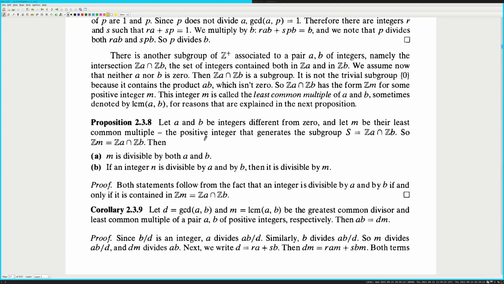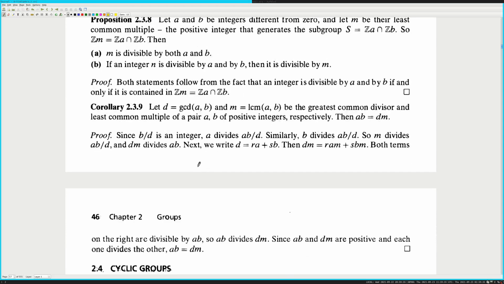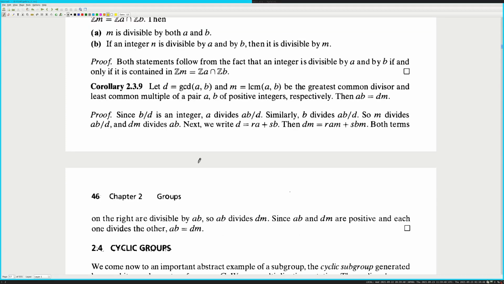Let d be the GCD and m the LCM. Then d times m is going to be a times b. Go watch my GCD video. Let d and m be the greatest common divisor and the least common multiple of a pair of positive integers. Then a times b is d times m. In the proof, since b divided by d is an integer, a divides ab divided by d. Similarly, b divides ab divided by d. So both a and b divide this, and therefore m divides ab divided by d.